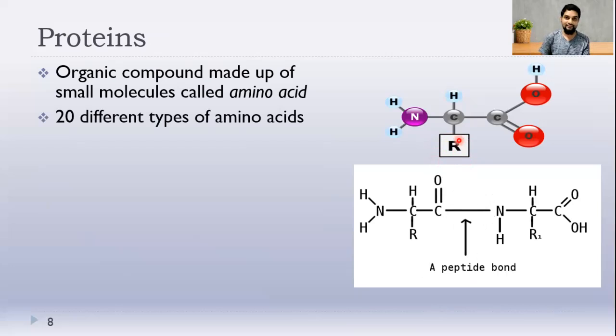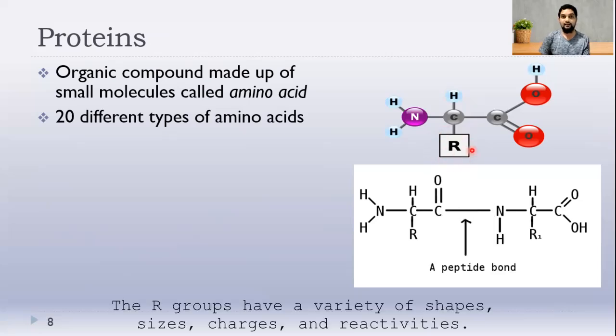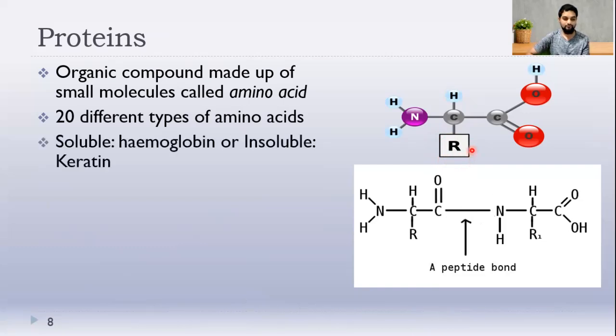There are 20 different types of amino acid. So it depends on the atoms that are attached to the R here, and that will determine the type of amino acid that we have. Some proteins are soluble. An example of a protein that is soluble is hemoglobin. You should know why it is important for some proteins to be soluble. The hemoglobin, for example, transports oxygen.